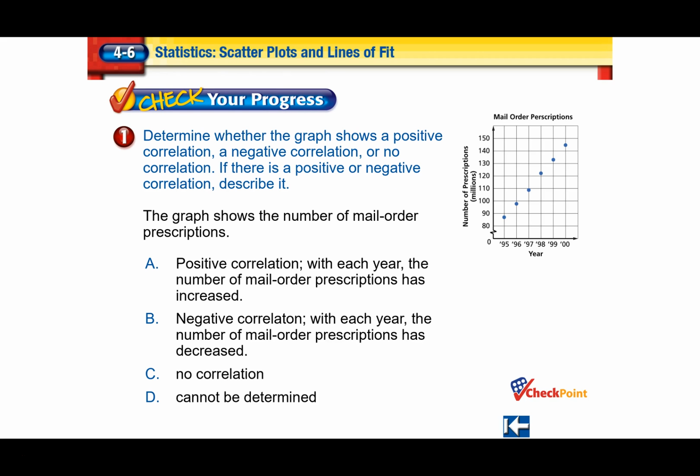Pause this, give it a shot. Okay, positive, negative correlation or none, and then describe it. So definitely positive. Let's see, we have year and number of prescriptions, so as the year increases, the number of prescriptions goes up. Wow, that is scary. So A.